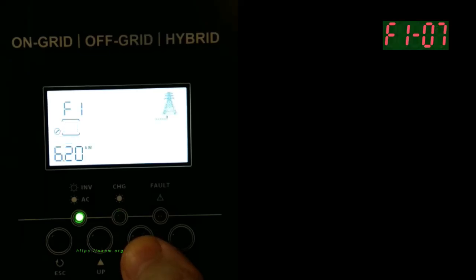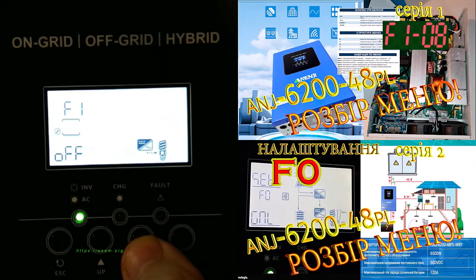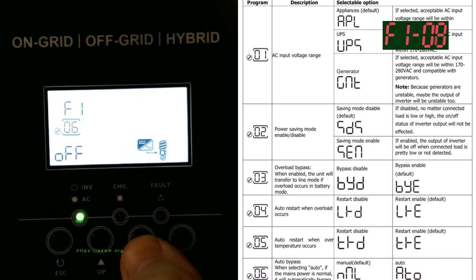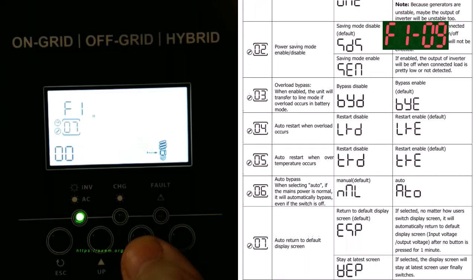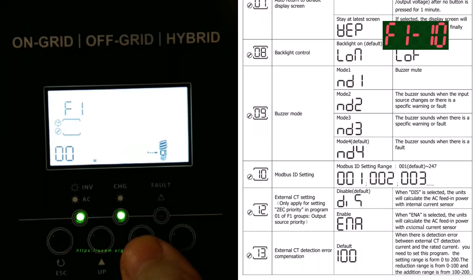If you haven't watched the first 2 videos, I'd recommend starting there. We covered menu navigation and the basic F0 parameters, including the CT sensor, which we'll be referring to again today. Alright, let's get into it.